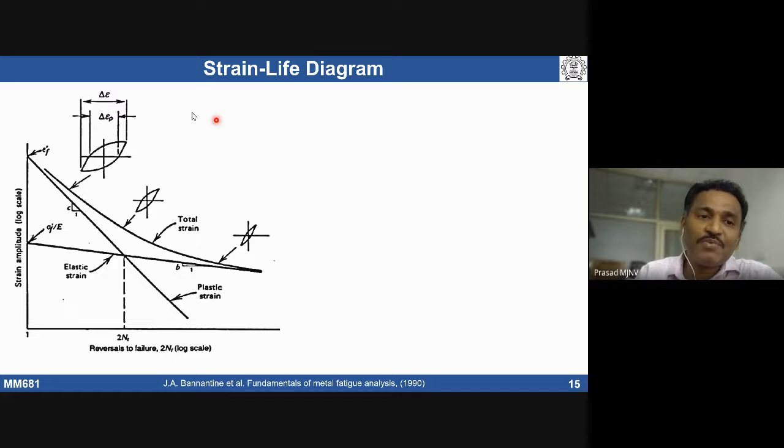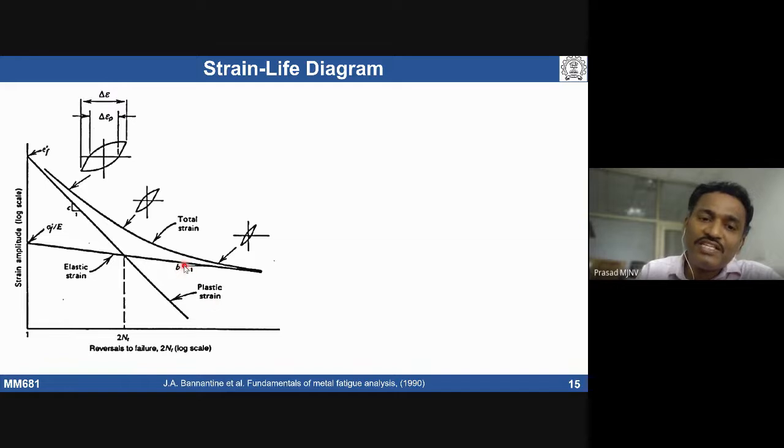If you use the strain life approach, I can also establish this low number of cycles. The transition typically comes around 10 power 3 to 10 power 4 cycles. The transition varies depending on the material. It can be anywhere between 10 power 3 and 10 power 4 cycles, the transition cycles. Below 1000 or below 10,000 cycles is typically low cycle fatigue. Above 10,000 cycles we call it high cycle fatigue.